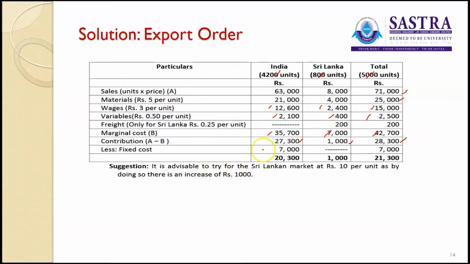Now what is your fixed cost? 7,000. As we have said in the previous problem, the fixed cost will be covered in the Indian domestic market itself. So we need not cover the fixed expenses in the export market. That is your Sri Lankan market here. 7,000 is your total fixed cost. So we'll have your contribution, and this is your profit that is left.